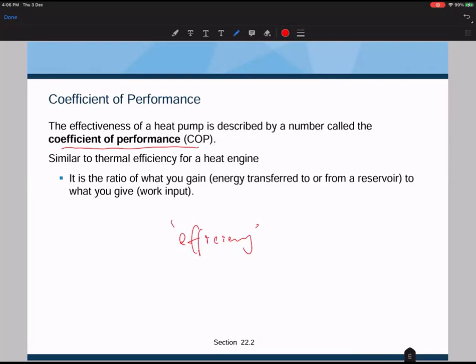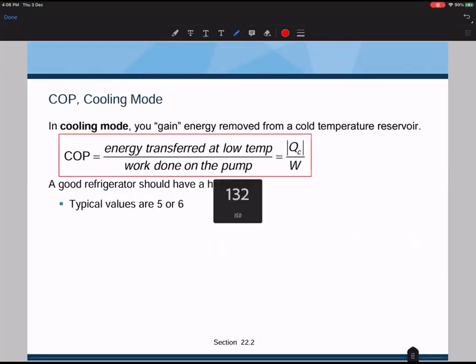So always you define the performance, just like the case of the efficiency, by having the useful output that is divided by the input necessary. Going back to the case of the refrigerator, this is how we define the coefficient of performance.